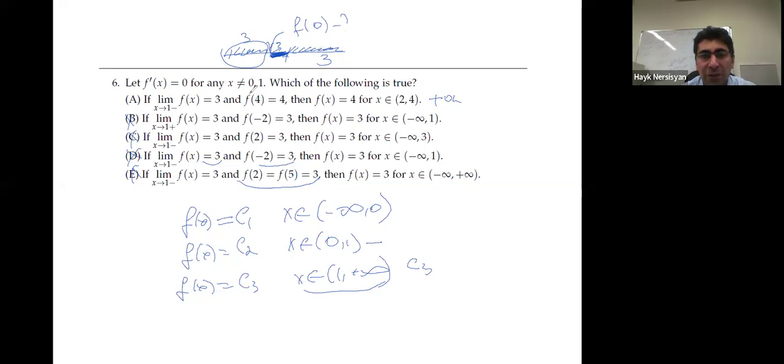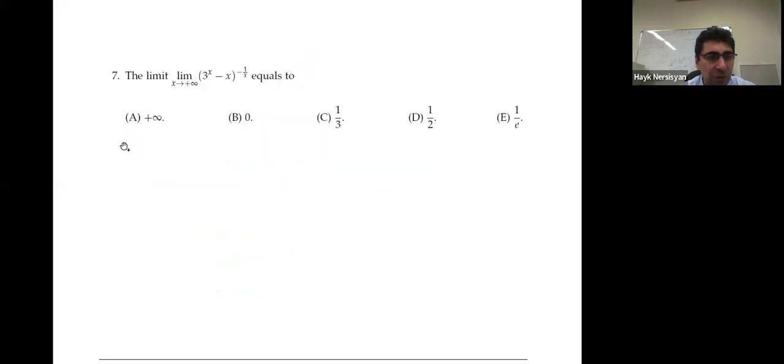And to get that A is true, only this part was enough. F of 4 equal to 4 means starting from 1 the function is always 4. Questions? If no questions, let me move forward.